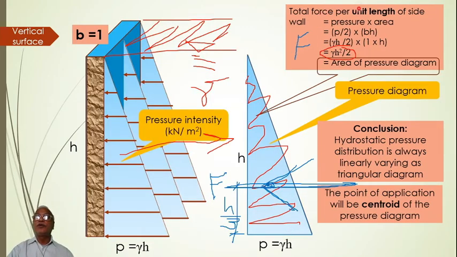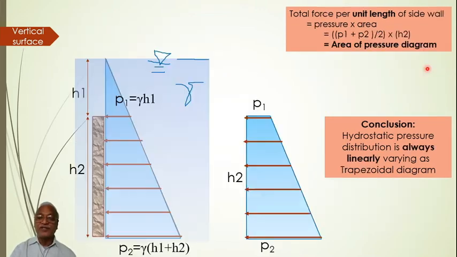This force per unit length of the side wall will be equal to the area of the pressure diagram. This conclusion is true even in this case. That's why the total force per unit length of the side wall is equal to average pressure multiplied by the area.